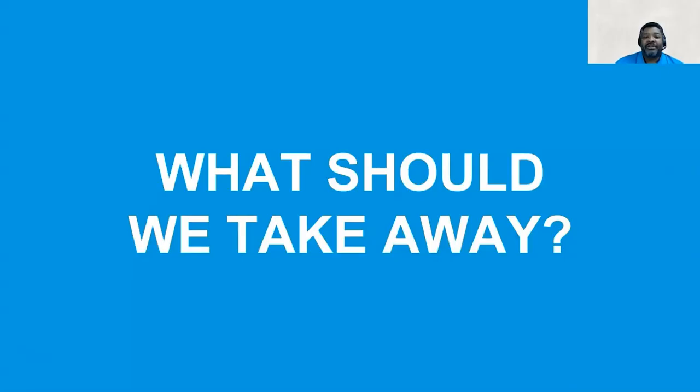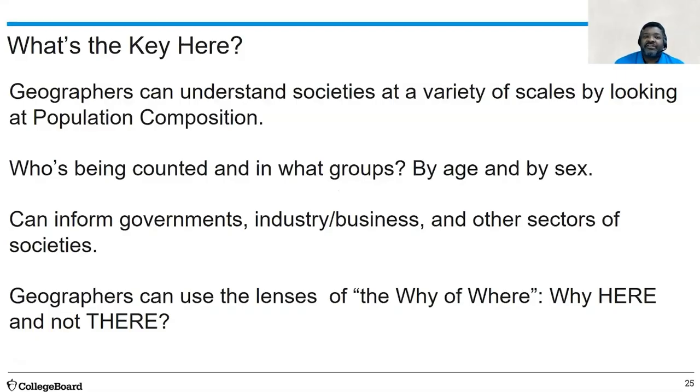What should we take away? Geographers can understand societies at a variety of scales by looking at population composition. We look at who's being counted, what groups are being counted. Are they being grouped by age? And they can also be grouped by sex. We can inform governments, we can inform retail, we can inform the real estate sector. Geographers can use the lens of the why of where, why here and not there, just by looking at population pyramids and age sex structures.